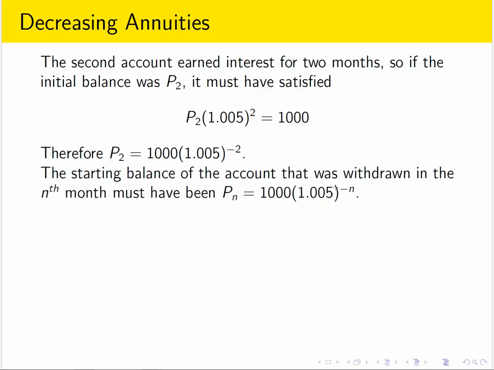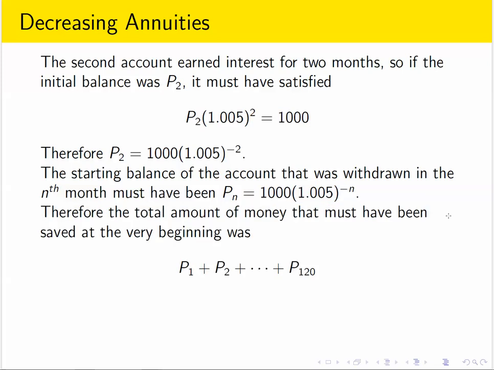I could do the same thing for any other month. Imagine I put aside a little bit of money, and after n months I can withdraw exactly $1,000. Then the amount that I had to put away to achieve that is given by this formula. So the total amount of money I need to put away for the savings goal is the sum: how much I put away so that I could withdraw 1,000 at the end of the first month, plus how much I put away in order to be able to withdraw 1,000 at the end of the second month, and so on for 120 months, 10 years.